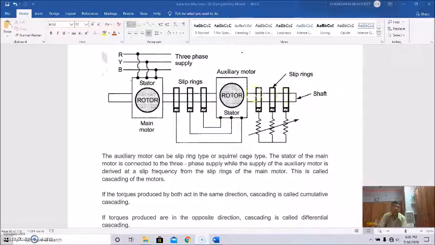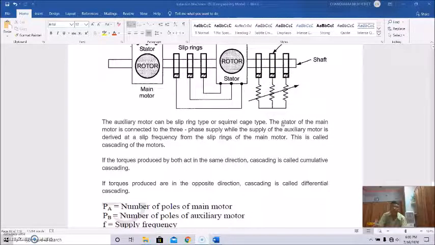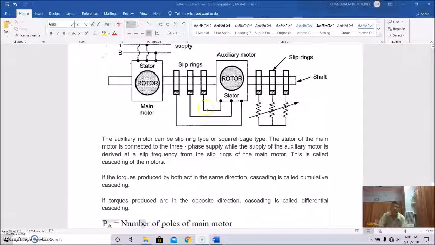The auxiliary motor may be a slip-ring type or a squirrel cage motor also. The slip-rings of the auxiliary motor are connected to external rheostats. If the torques of both motors are in the same direction, the cascading is cumulative, and if they are in opposite directions, it is differential cascading.